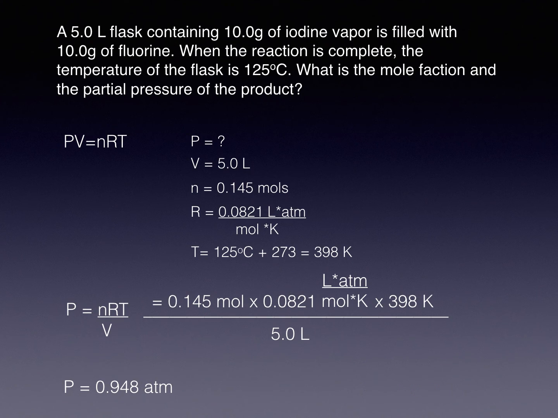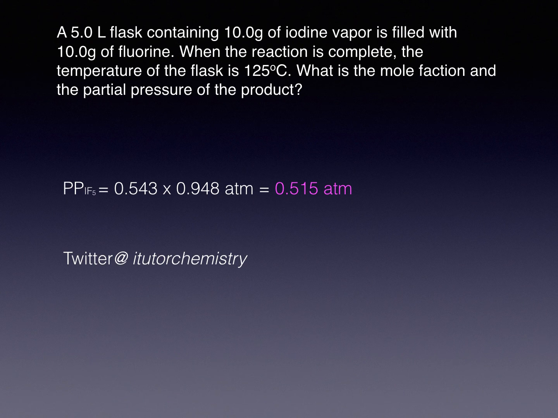The partial pressure of iodine pentafluoride depends on the total pressure inside of the flask, which we don't know. Since it's a gas, use the ideal gas law to calculate it. The volume of the gas is that of the flask, 5 liters. I just calculated the total moles. R is the ideal gas constant, and the temperature is that of the flask at the end of the reaction, but don't forget to convert it to Kelvin. Plugging these values into the ideal gas law equation gives a total pressure of 0.948 atmospheres. The partial pressure of the iodine pentafluoride is the product of its mole fraction and the total pressure.